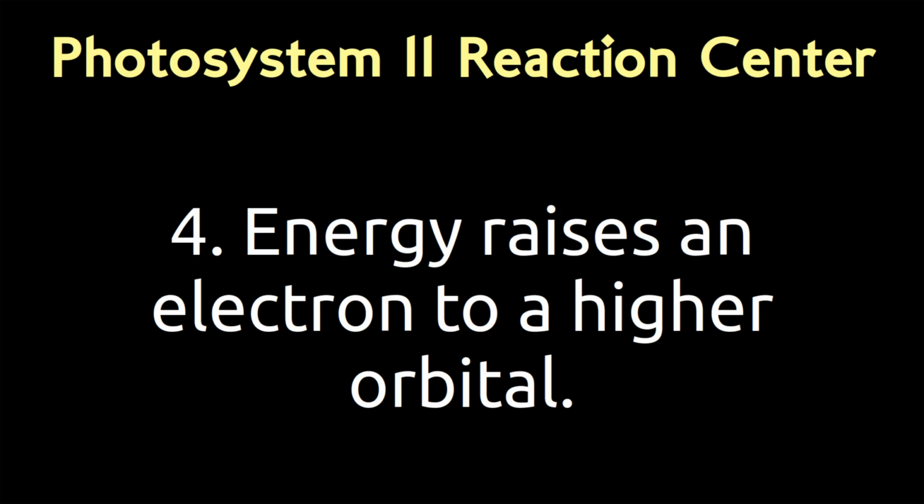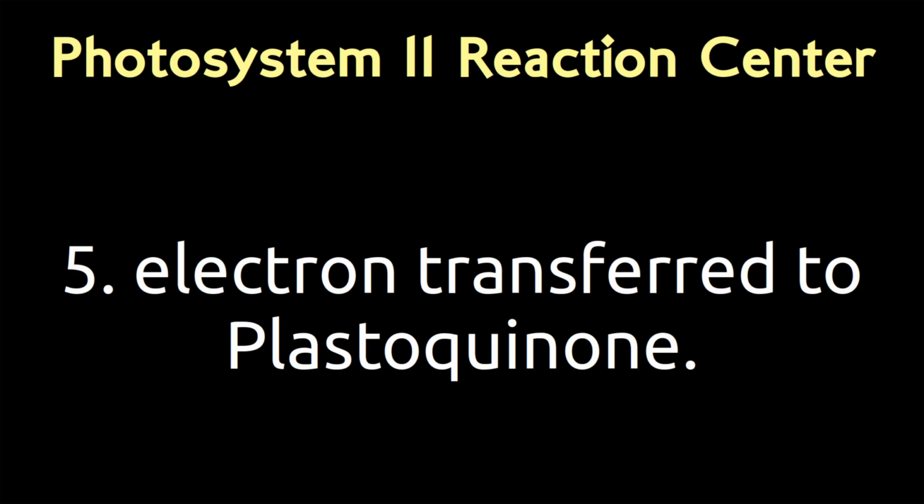That energy is going to raise a pair of electrons to a higher orbital in the P680, which then passes them to the primary electron acceptor in the reaction center, and then those electrons are going to be transferred to plastoquinone. Plastoquinone is the next electron transport chain element right after photosystem 2.